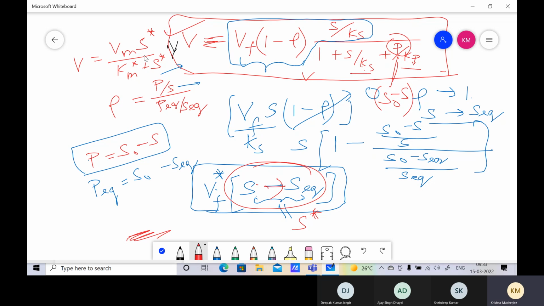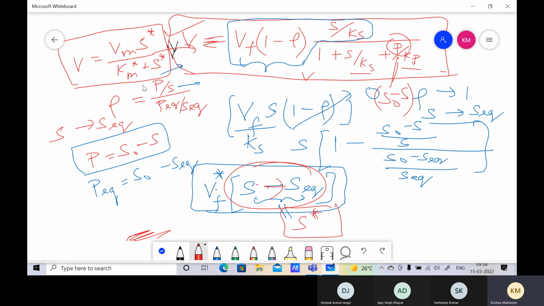This whole expression has been derived to say that normally reactions go to 0 when S goes to 0. But now, when S approaches S equilibrium rather than 0, this reaction has to go to 0 because the reverse reaction will become dominant. So this simple transformation of S to S star lets us write the equation in this form.